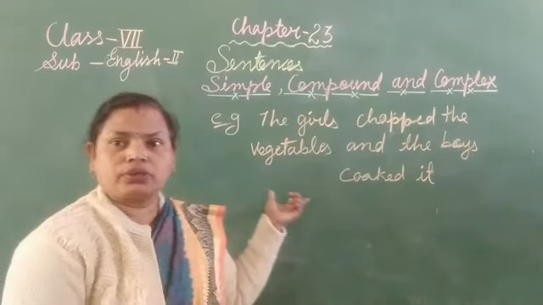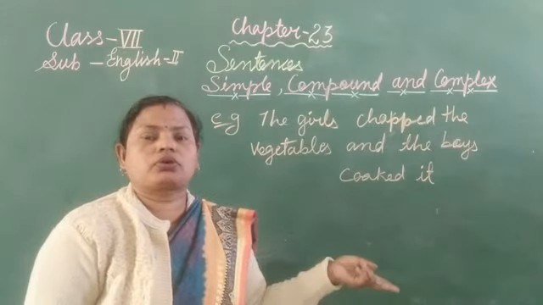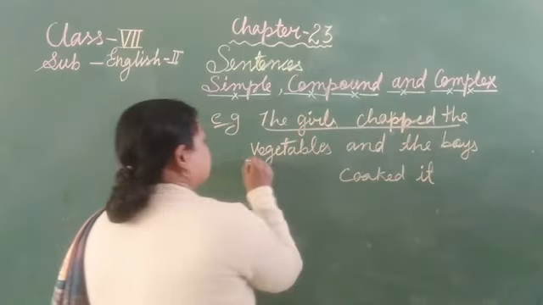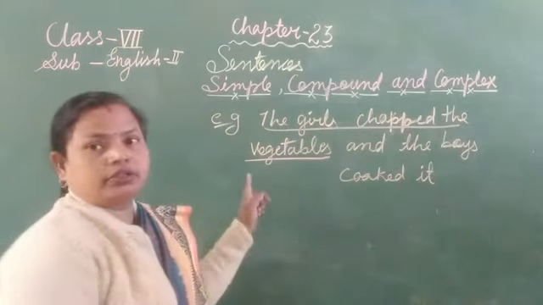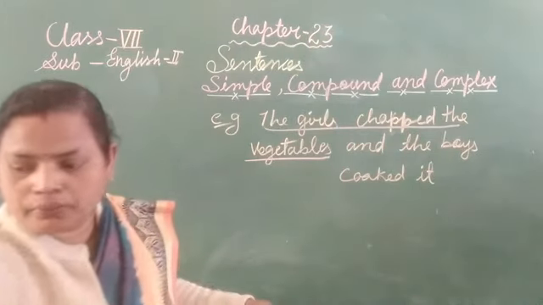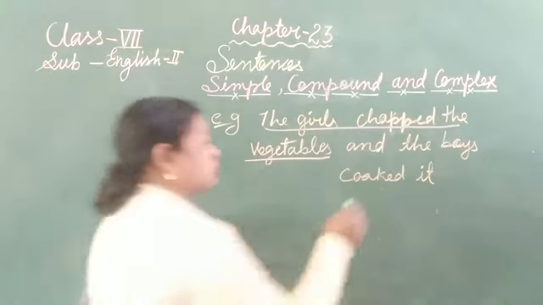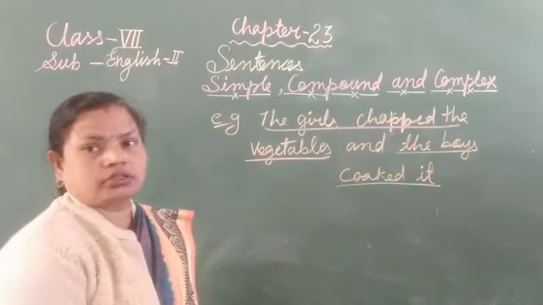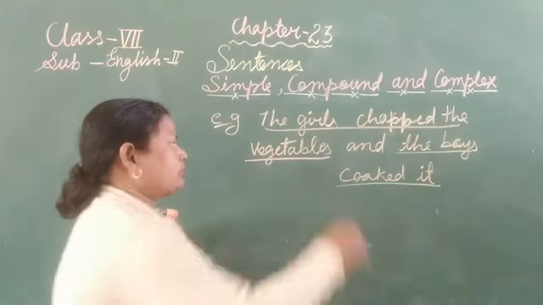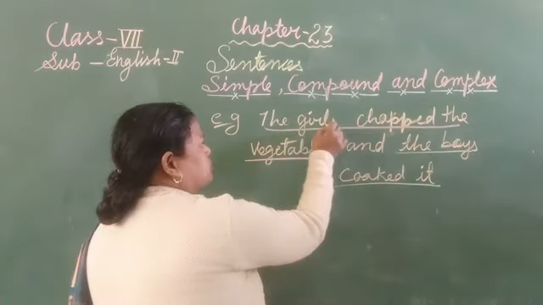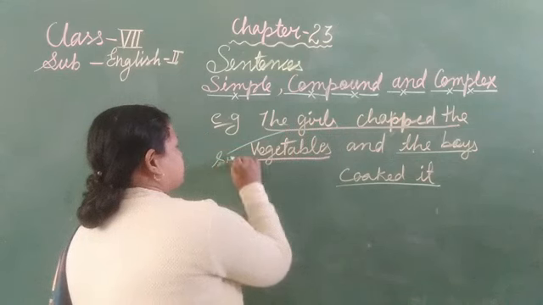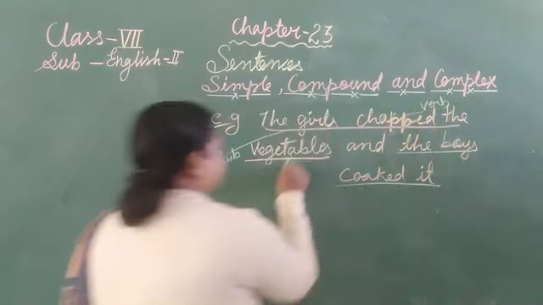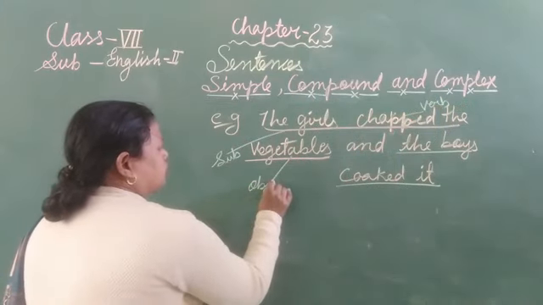Here, as you know, in a compound sentence there are two or more clauses. So first, the girls chop the vegetables, up to here it is one clause, and from here the boys cook it is another clause. In the first clause, girls is the subject, chop is the verb, vegetables is the object.